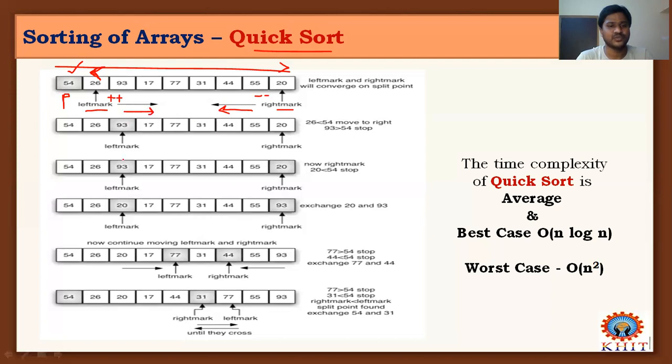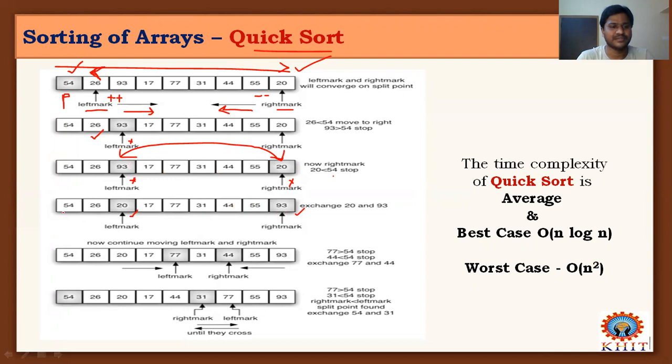Applying the comparison like this, 26 is compared with 54 and is smaller, so the increment is applied, and the index pointer comes to the next element for comparison. 93 compared with 54 is greater, so the process stops here, and we go to the right mark. 20 is compared with 54. We are expecting greater, but 20 is smaller, so it stops. Here the process stops on both sides, and both elements are swapped with each other. So 20 comes to this position, and 93 comes to this position.